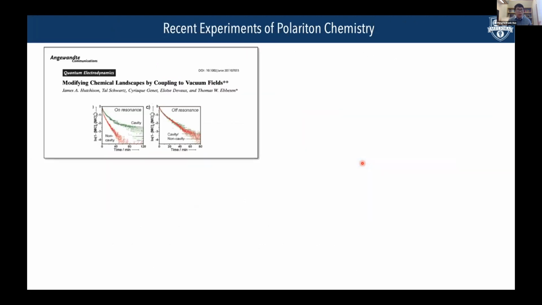Of course, that sounds like a theorist's daydream, right? So I have to convince you that there are a couple of experiments that have been done to demonstrate it is possible to change the outcome of chemical reactions.